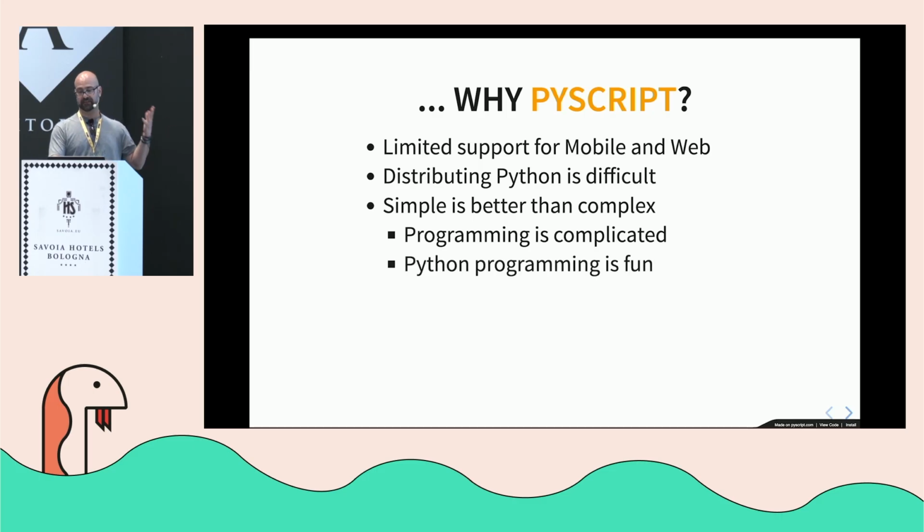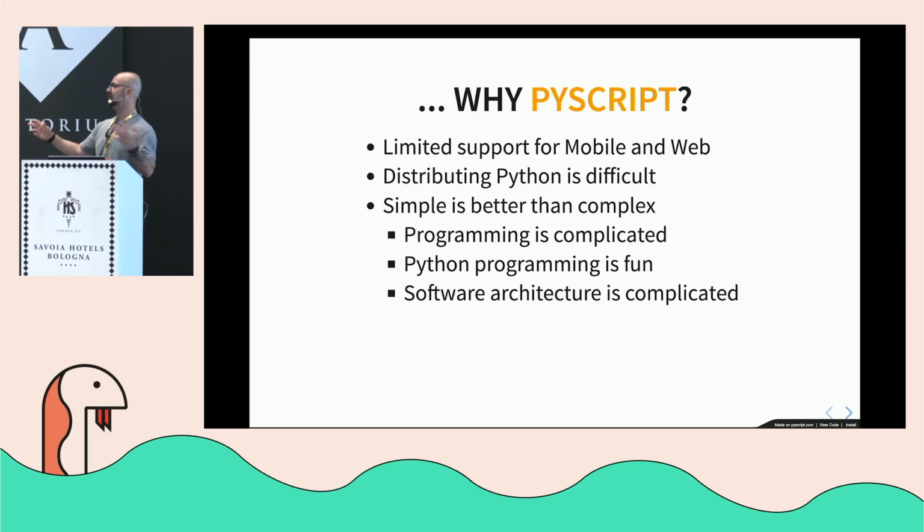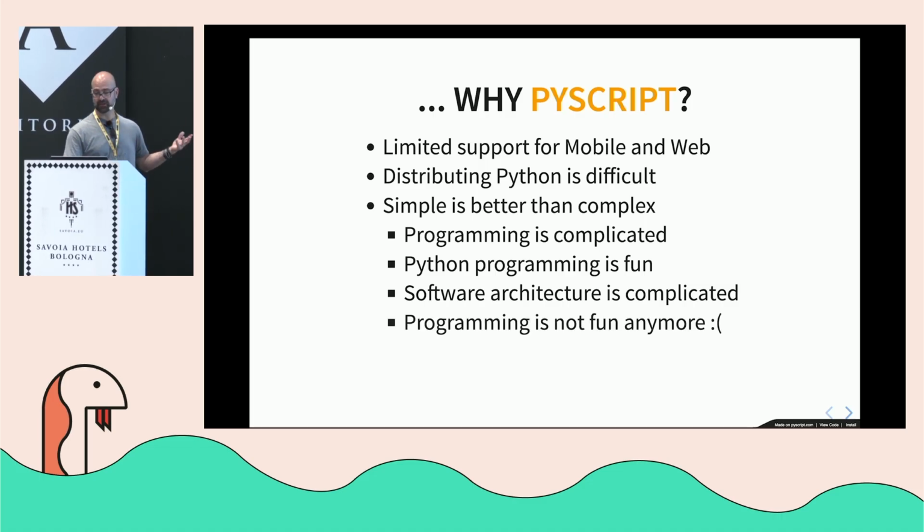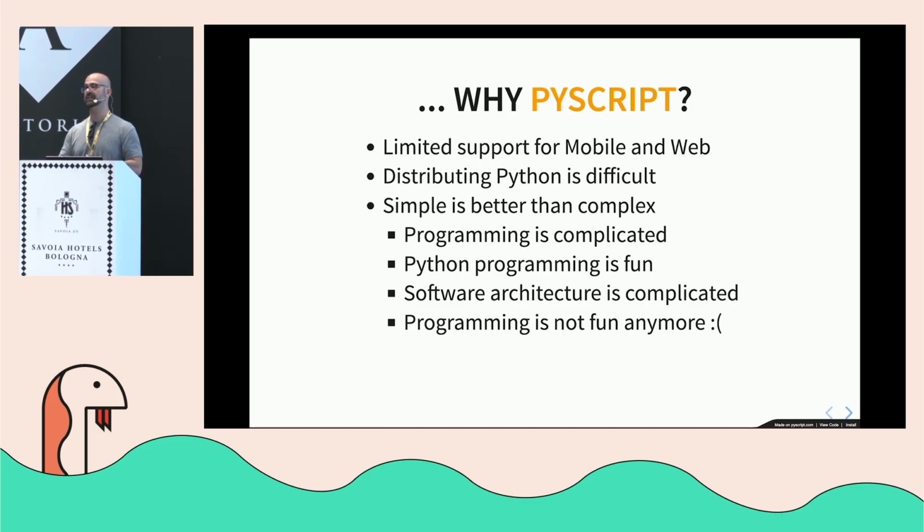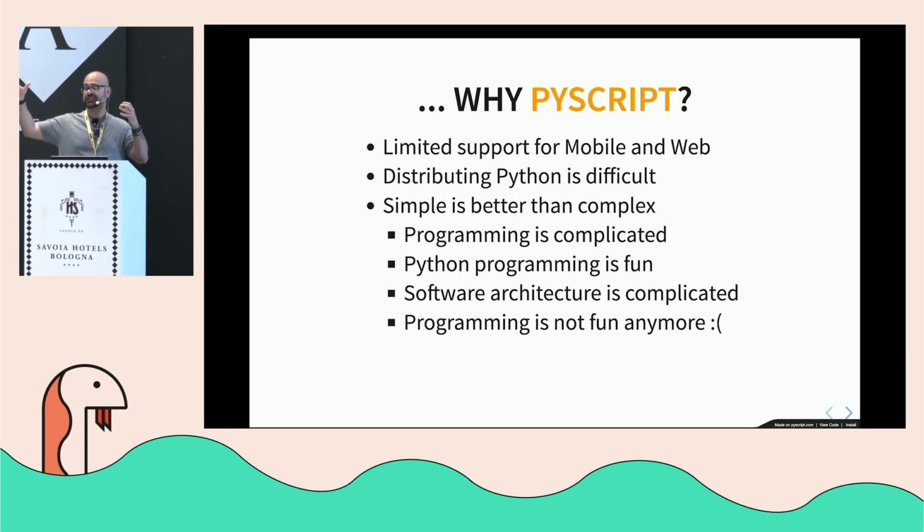Programming is complicated. Python makes programming fun. Software architecture is complicated as well. You think about an idea, you start programming, and then you realize, oh, I need a database, I need compute, I need storage, I need this, I need that. And then it becomes not fun anymore again. I personally hate infrastructure, DevOps, all those things, even if I was architect for that part of Anaconda for a couple of years, because it should just work, right?